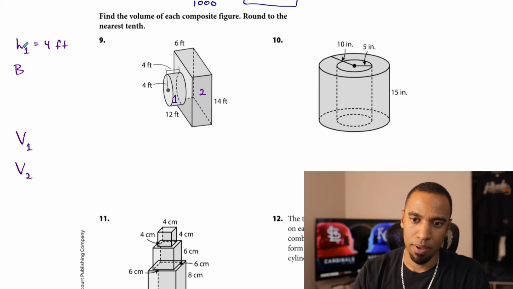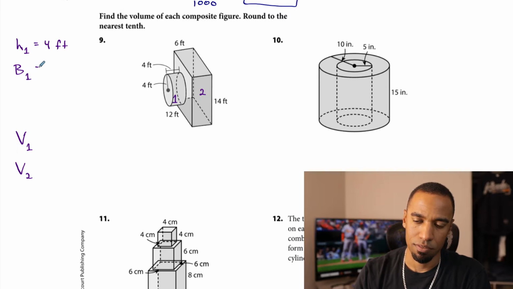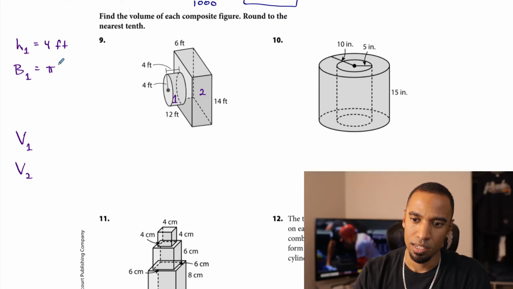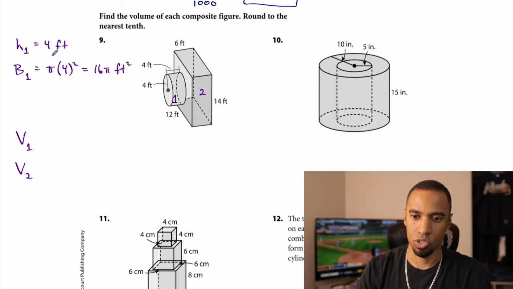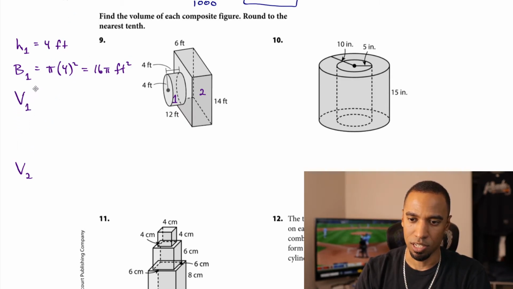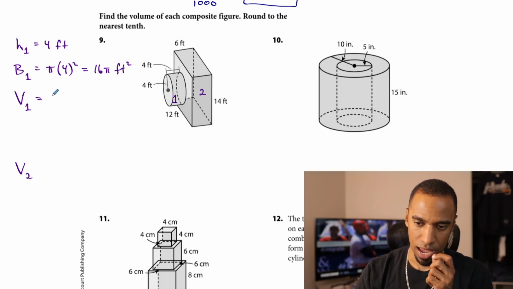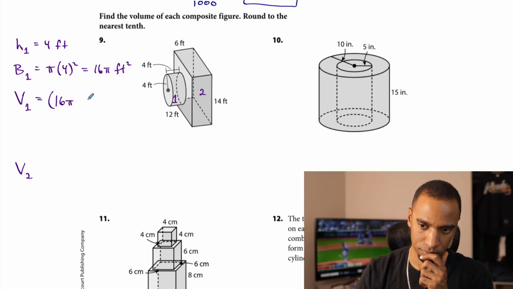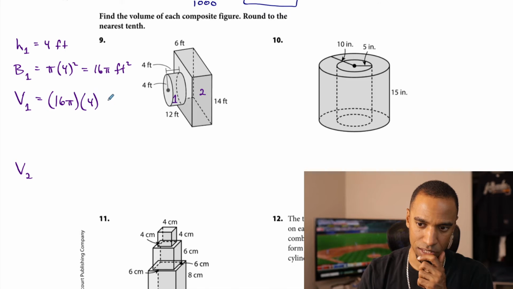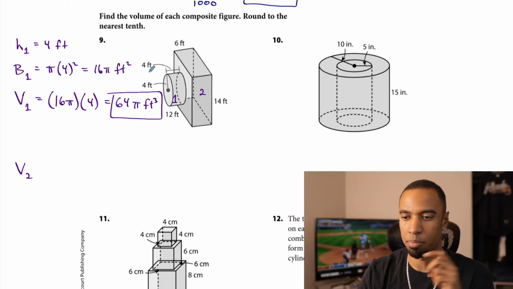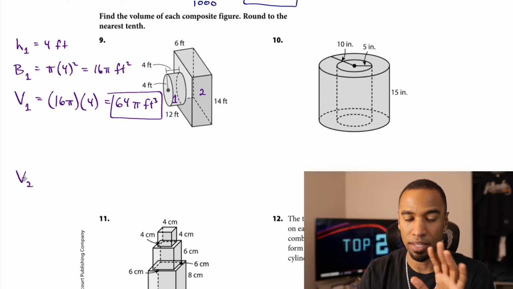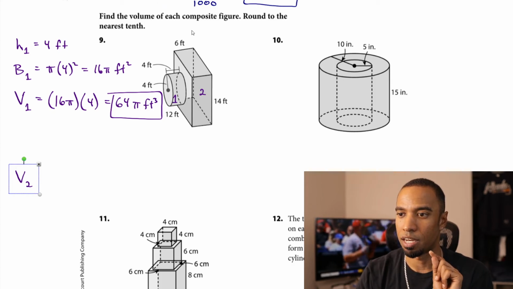The area of the base of this one is pi times the radius squared, which is 16 pi square feet. So the volume of the cylinder is the area of the base times the height. So that's 64 pi cubic feet. For now, that's not the final answer, but that's that part. I'm going to leave it like that. Again, I'm not rounding until the end. Leave it until the end, please.